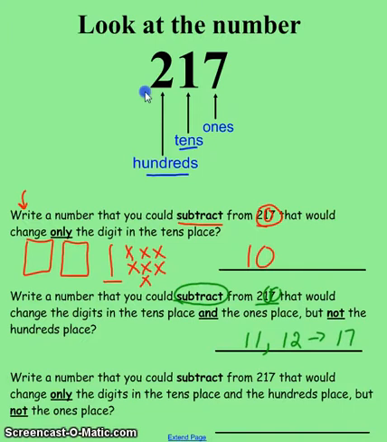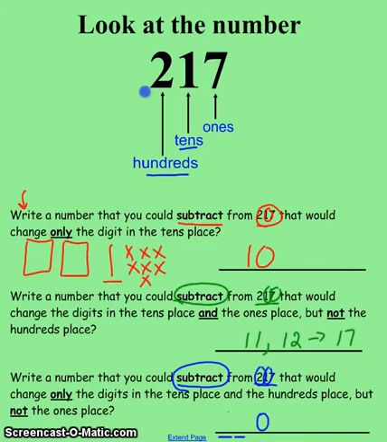The last question says to write a number that you could subtract from 217 that would change only the digits in the tens place and the hundreds place, but not the ones place. So as was stated earlier, you want to keep a 0 in the ones place, and then think about what do you have to subtract from the hundreds place and the tens place to change that number.